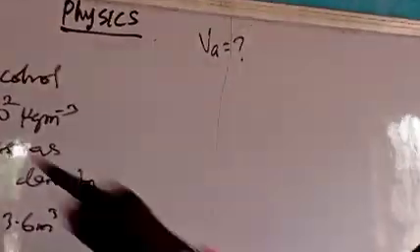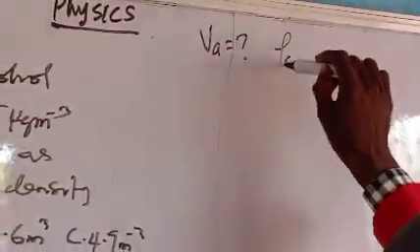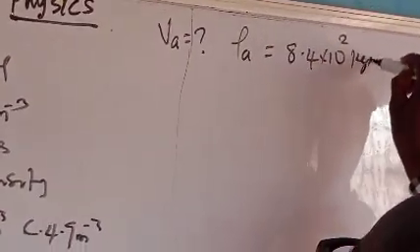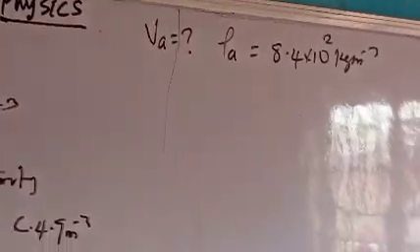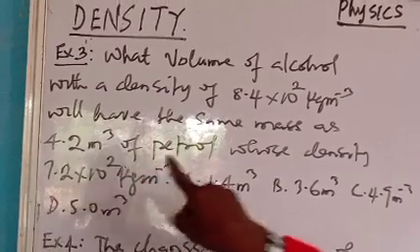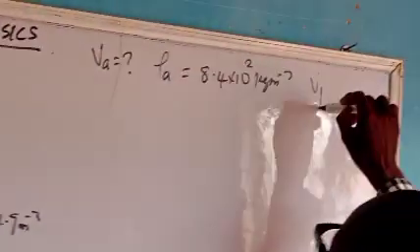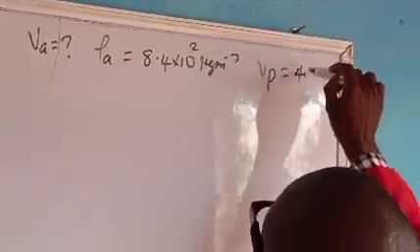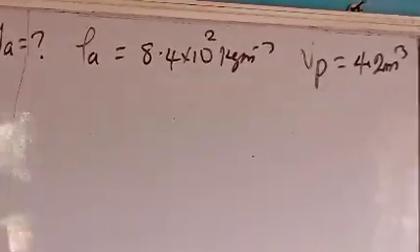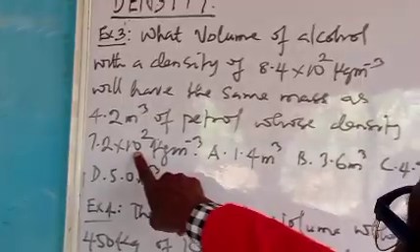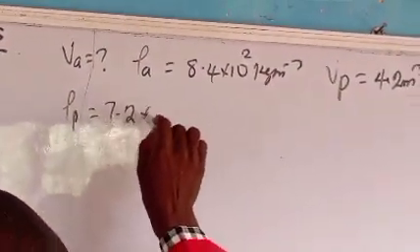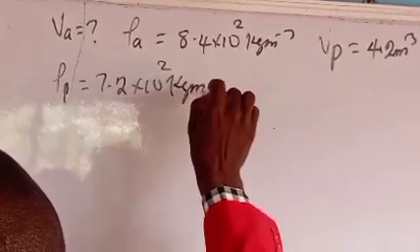The density of alcohol is given as 8.4 times 10 raised to the power 2 kilogram per meter cube. We have the same mass as the petrol. The volume of petrol is 4.2 meter cube. The density of petrol is 7.2 times 10 raised to the power 2 kilogram per meter cube.